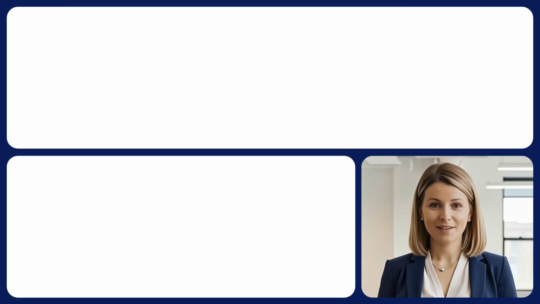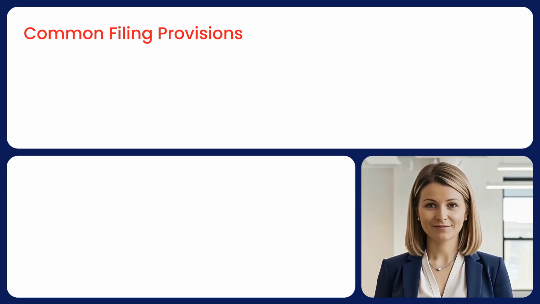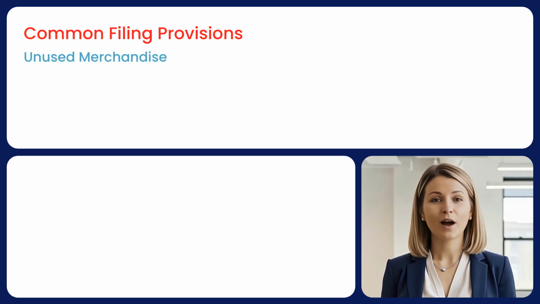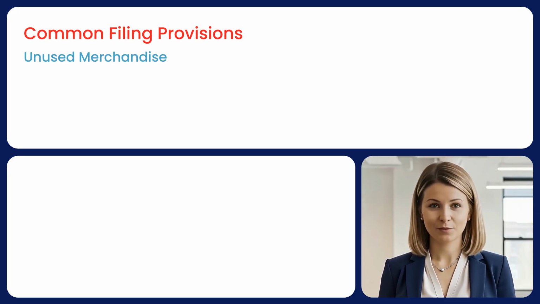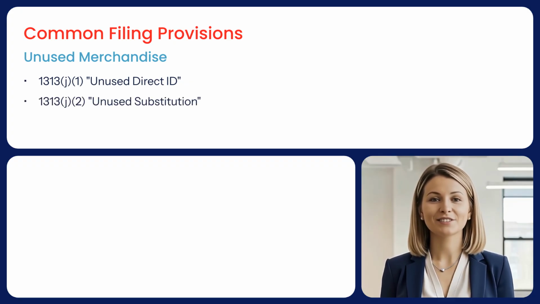Now that we've covered matching methods, let's talk about how they apply to common statutory filing provisions. A filing provision determines how the import and export transactions must qualify and be matched. First up, unused merchandise drawback. This provision applies when product is imported and then exported in essentially the same condition. Any incidental operations not amounting to a manufacture are allowed. There are 2 filing provisions within unused merchandise. 19 U.S.C. 1313 J1, known as unused direct identification, and 19 U.S.C. 1313 J2, known as unused substitution.